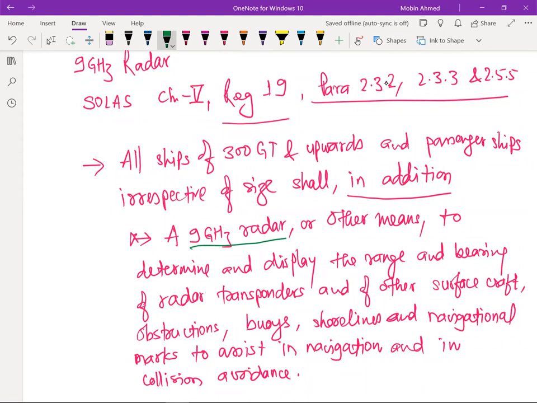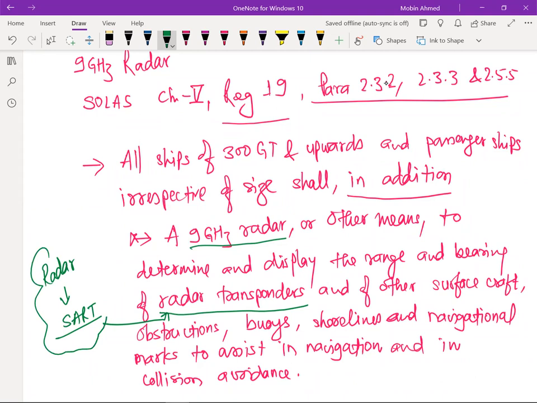and display the range and bearing of radar transponders and of the other surface craft. Now here the word that is coming, the radar transponder. So this is talking about the SART, search and rescue transponder. So this is a radar transponder. This is also known as a radar transponder or radar SART. Okay, this is a radar SART, search and rescue transponder. So in short, we can say radar transponder. So it is talking about this. So this is always going to be 9 gigahertz.